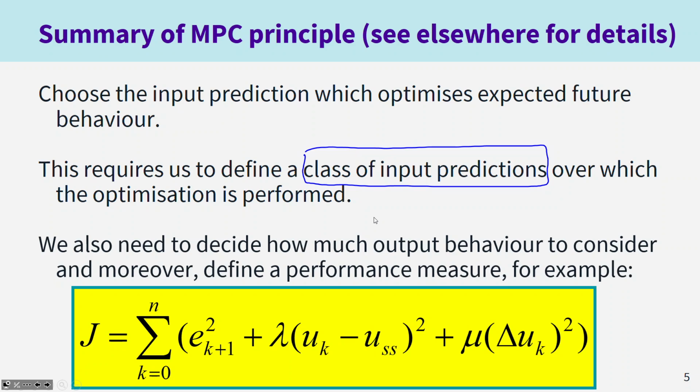Now you can see here in the yellow box, this is an example of a typical MPC performance index. It's very, very simplistic, but you can see we have a combination of tracking errors, the distance of the input from its steady state value, and input changes.